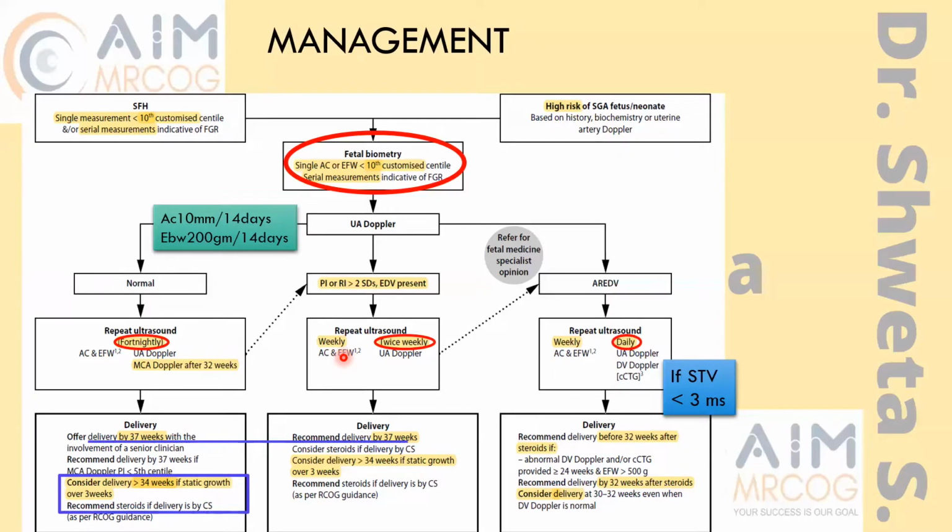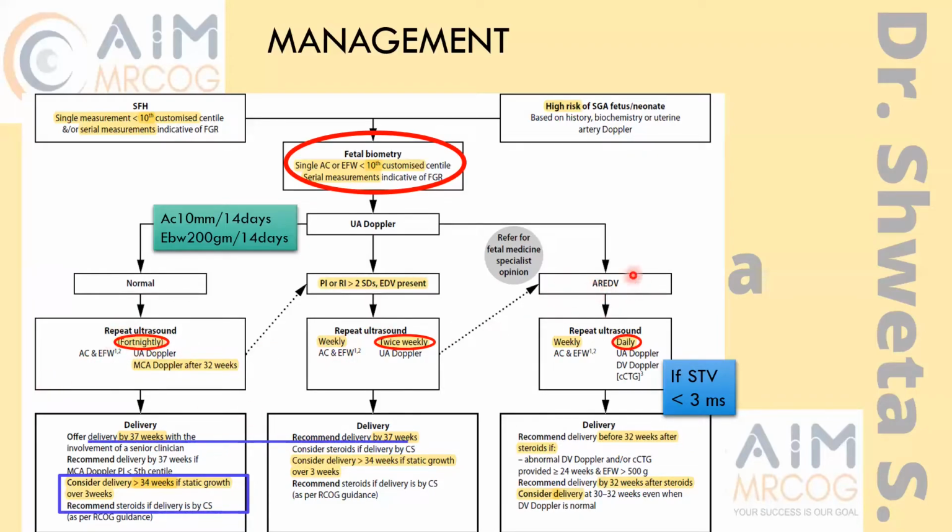The delivery plan will be the same. You will be delivering by 37 weeks. You will consider steroid and you will consider delivery if it is static growth for more than 3 weeks. You will recommend steroid if you are delivering by CS. So this is also important. This middle category is also very confusing: how frequently to do the Doppler. So you will be doing twice weekly Doppler, while in the first category, you did fortnightly Doppler.